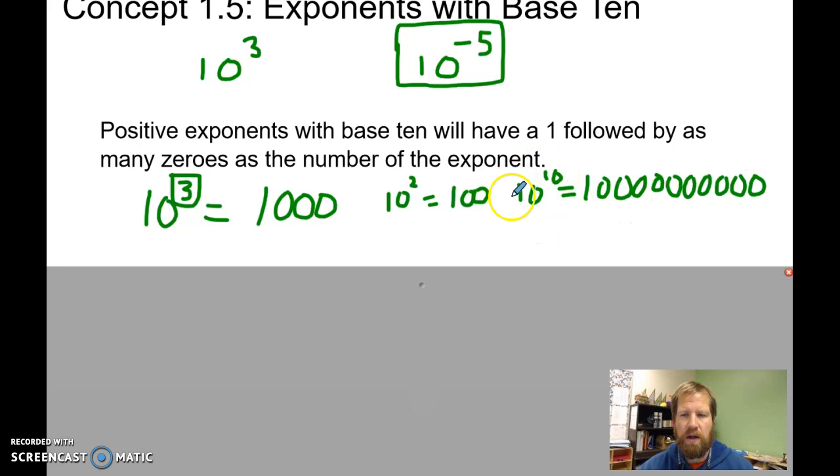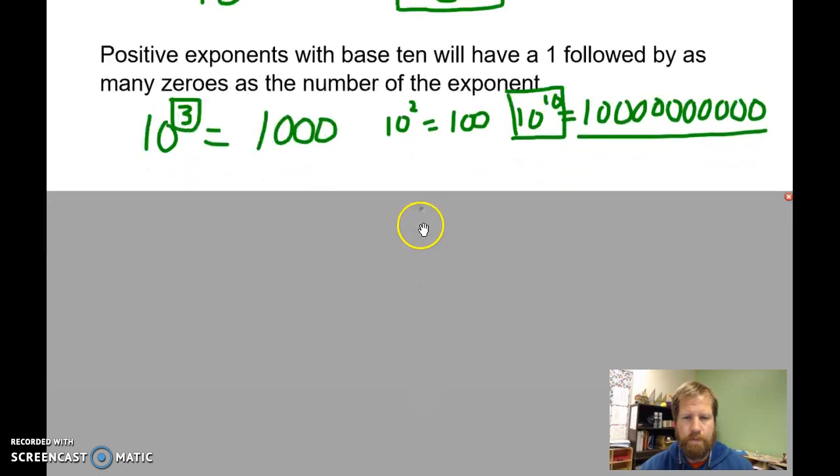And you can see that with base 10, we have a way to quickly express really large numbers, right? I could have 10 to the 50th, and that would take me quite a long time to write all those zeros out, but it's very easy to just write 10 to the 50th, okay?